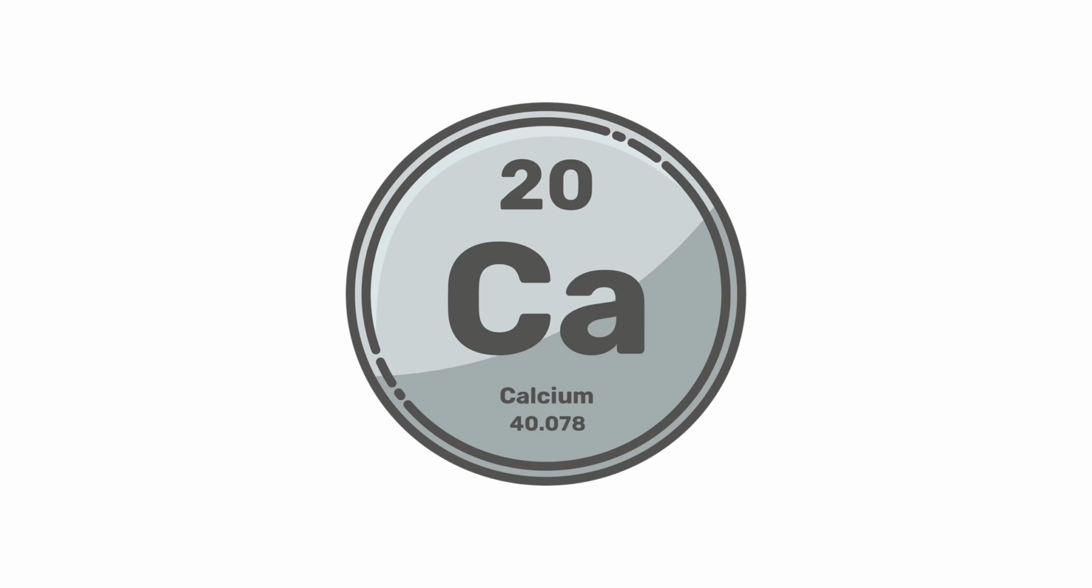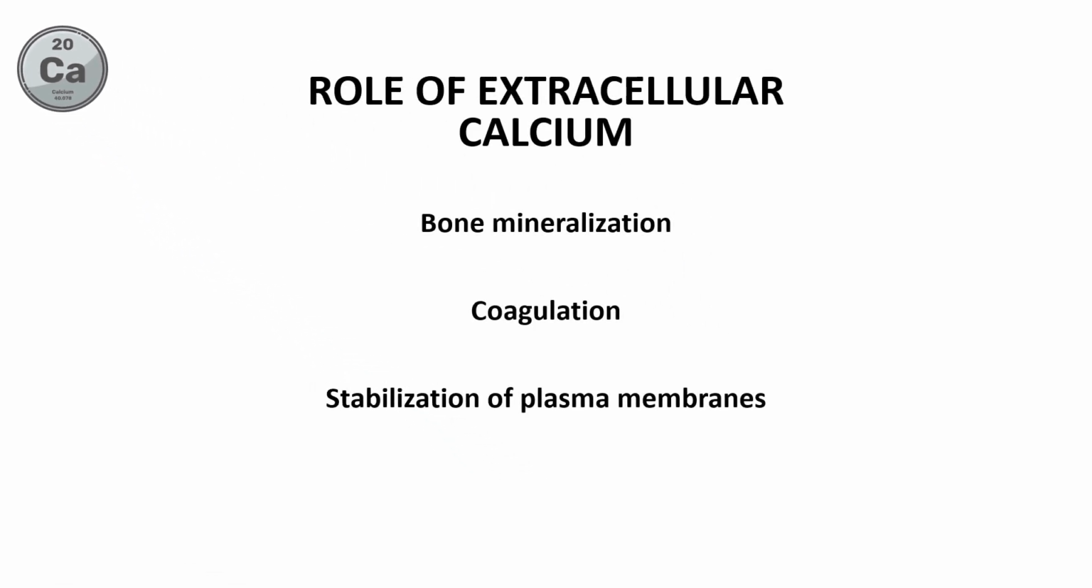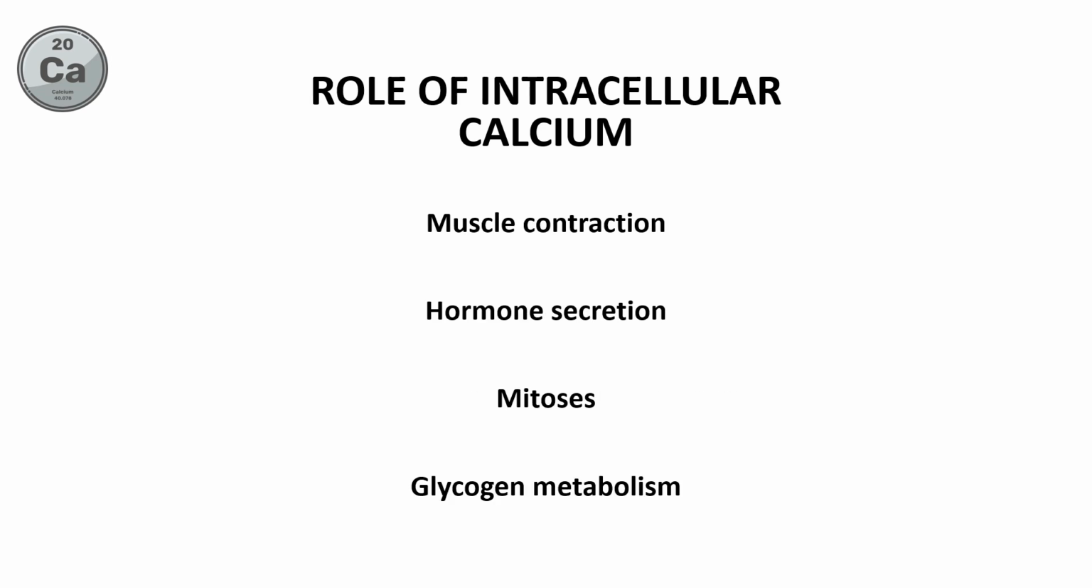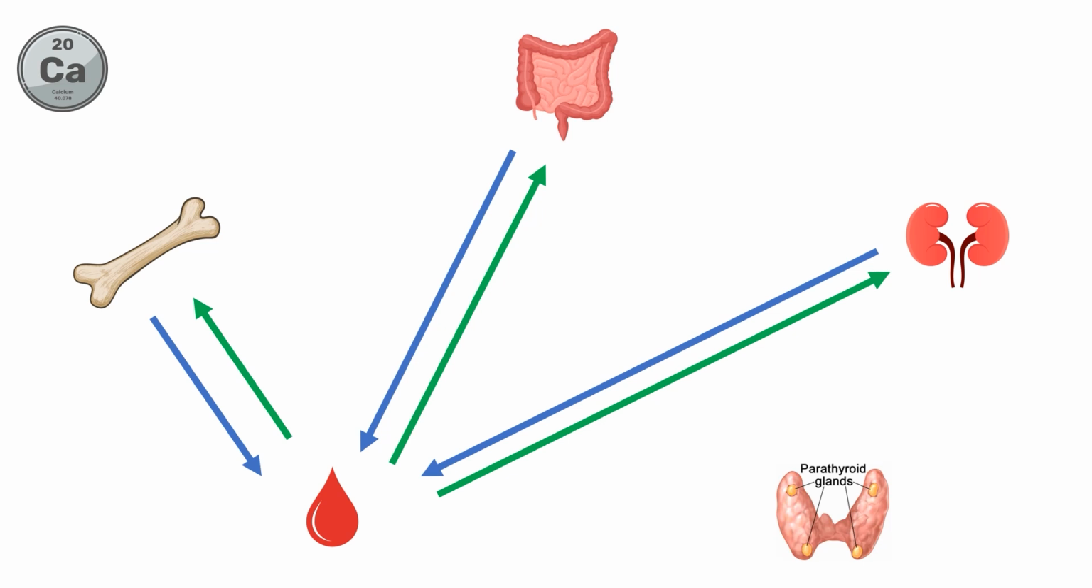Calcium is the most abundant mineral element in the body. Extracellular calcium functions in bone mineralization, coagulation, and stabilization of plasma membranes. Intracellular calcium functions in muscle contraction, hormone secretion, mitosis, and glycogen metabolism. It is in a hormonally regulated homeostatic equilibrium with blood, bone, bowel, and the kidneys.